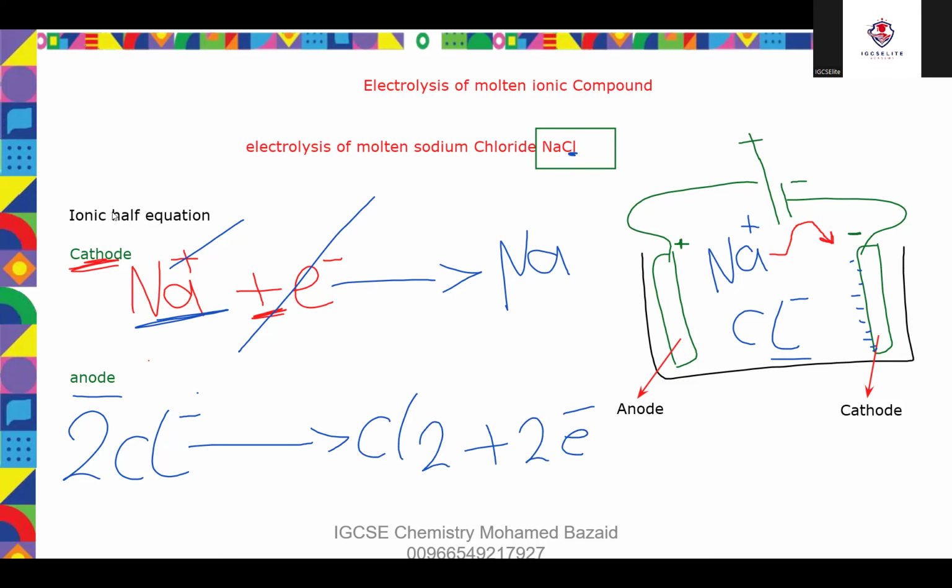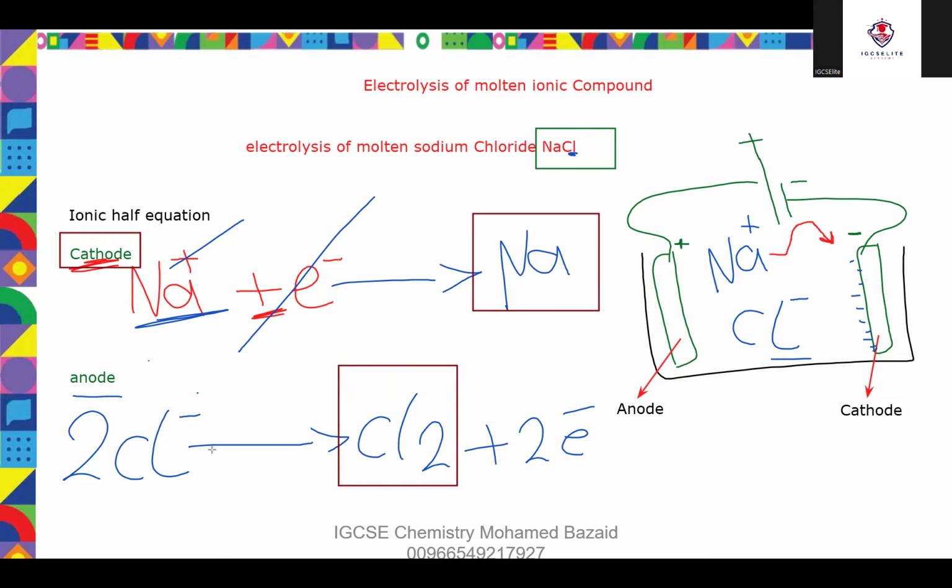So what are the products? The products are sodium at cathode and chlorine gas at anode. At the beginning, it was sodium chloride, table salt in our home. By electrolysis, we break down sodium chloride and we obtain sodium metal at cathode and chlorine gas at anode.